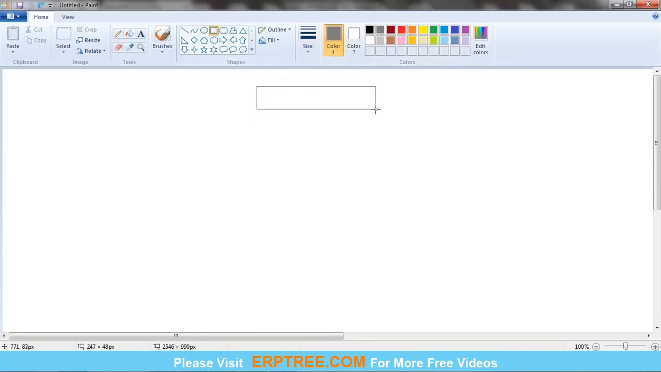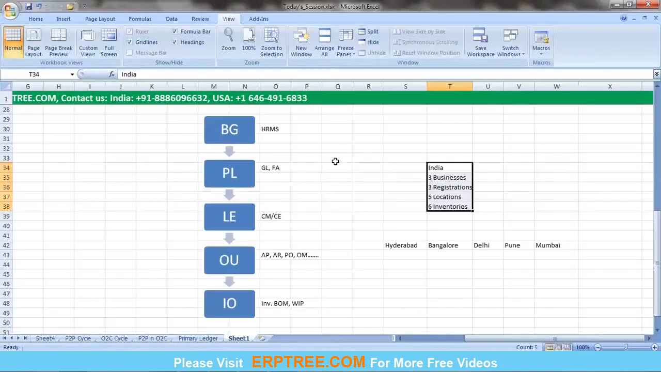One business group. Under that business group, how many registrations they have? 3 registrations. So 3 legal entities required, and before that legal entities, there is a possibility they can have only one primary ledger or 3, but ideally it would be one only.